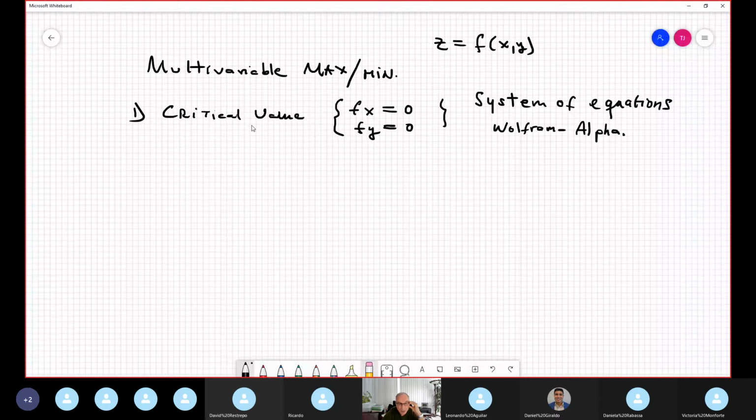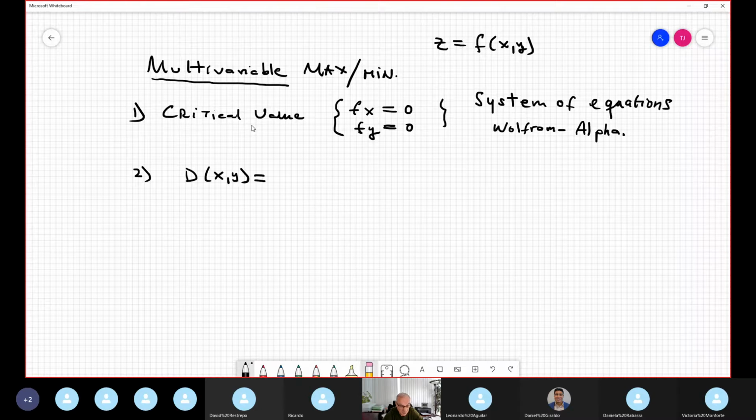So you solve the system. This is the complicated part, the algebra part. Now, you apply the second derivative test. Similar to single variable, but the second derivative in multivariable is different. You compute one thing called D, D of x comma y.